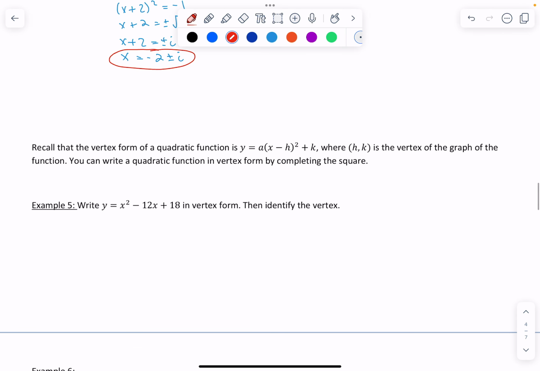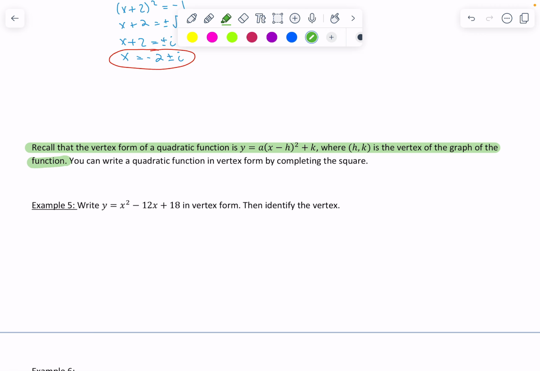So this next piece of information, we've kind of already discussed, but I want to reiterate it. Remember that the vertex form of a quadratic function is given by y equals a times x minus h squared plus k, where h comma k is the vertex of the graph of the function. You can write a quadratic function in vertex form by completing the square.